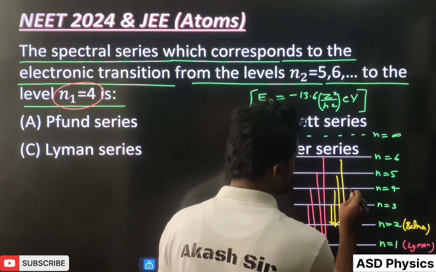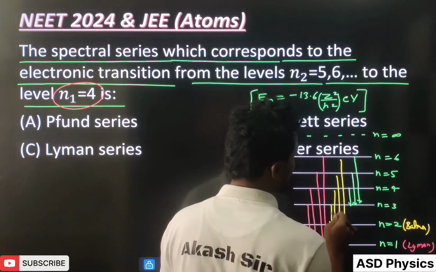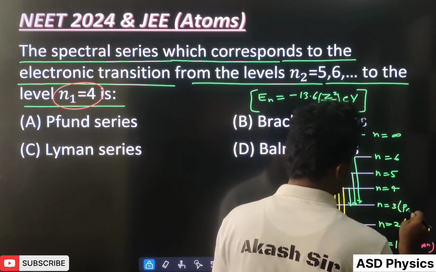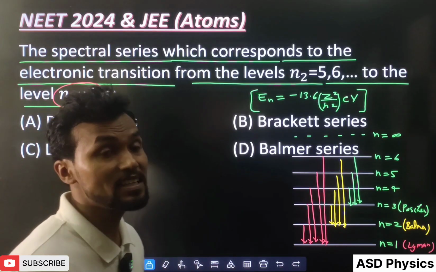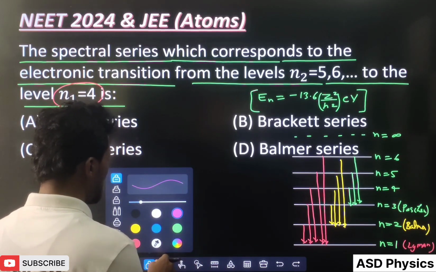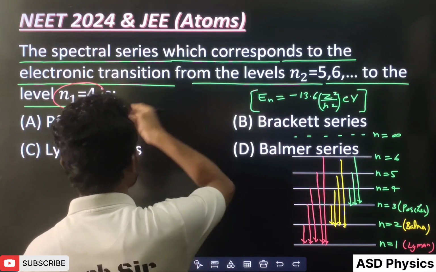After that, students, the next one: jumping from 4 to 3, 5 to 3, 6 to 3, like this. This will become the Paschen series. This one will lie in the infrared region. Similarly, as according to the question, it is jumping from 5, 6 to 4.